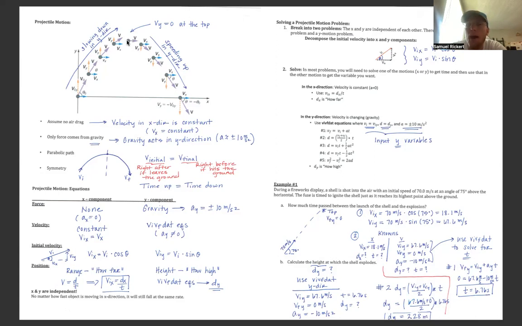Then, when we get to the max height, at exactly the top, we are not going up, we're not going down. Our Vy is 0. As we go back down, we speed up as we go in the same direction as Vy. Pretty interesting.